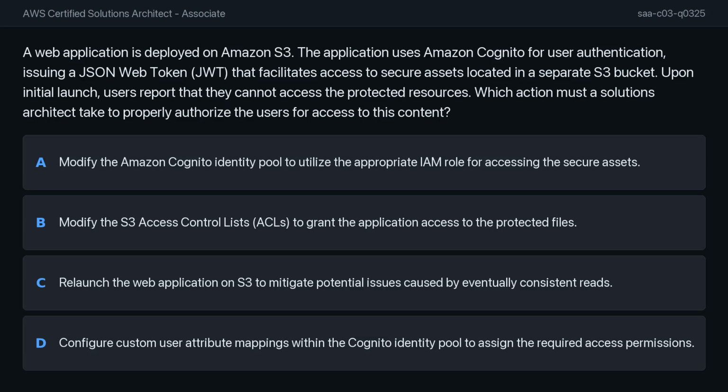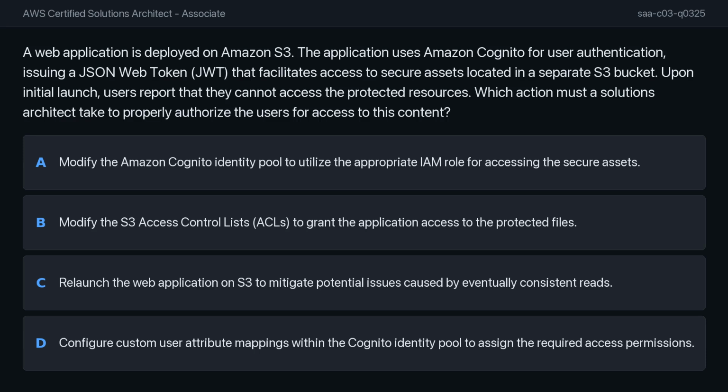A web application is deployed on Amazon S3. The application uses Amazon Cognito for user authentication, issuing a JSON web token that facilitates access to secure assets located in a separate S3 bucket. Upon initial launch, users report that they cannot access the protected resources.